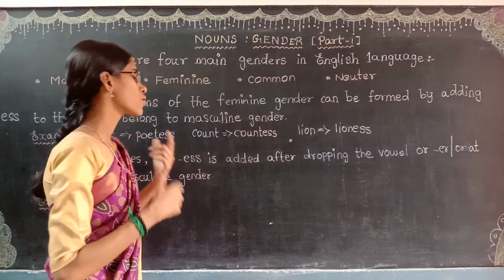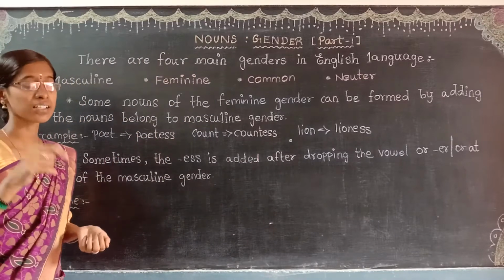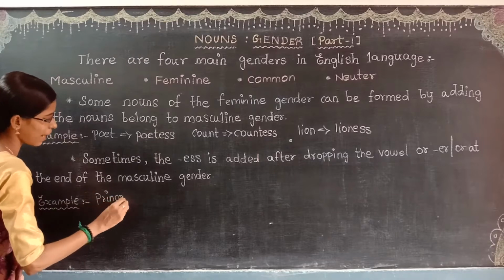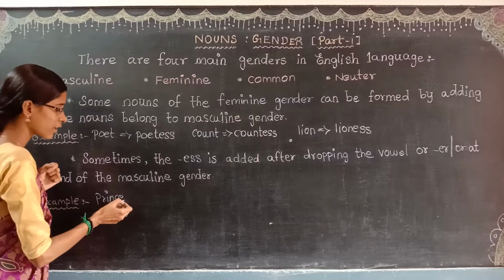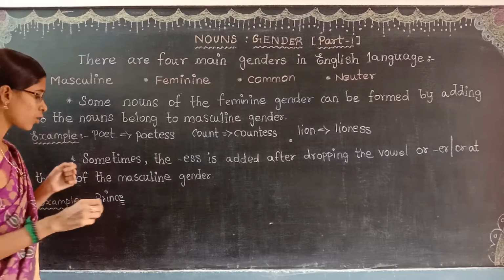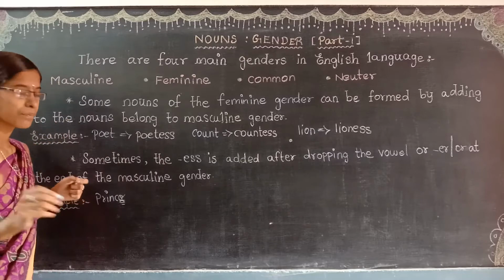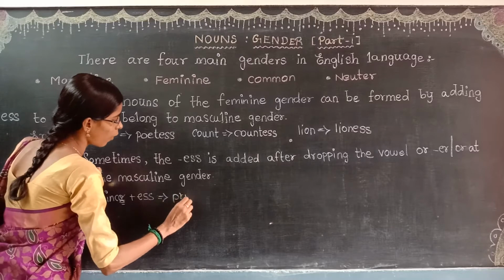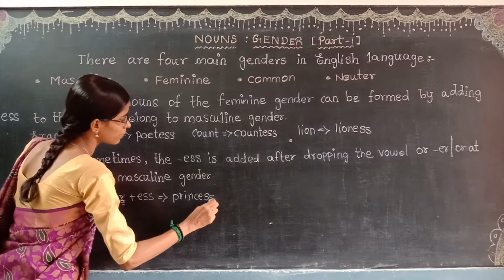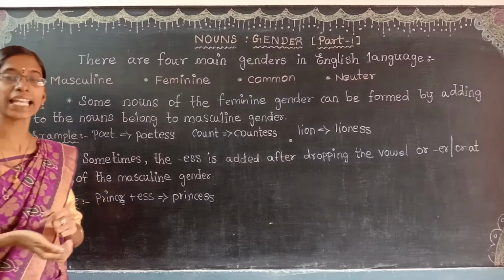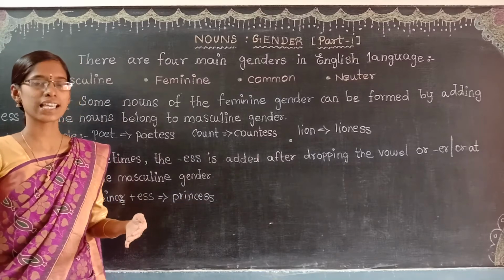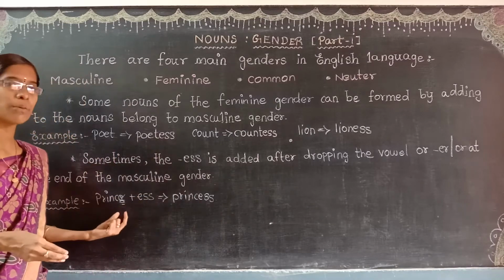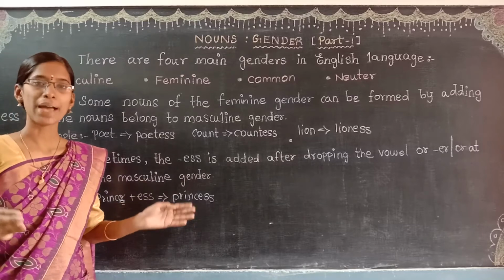Is it clear to you? So we will see an example and it will make it more clear. See here, prince. So prince is an example. So here it ends with what? Vowel letter, right? So you have to remove this vowel and then you have to add ESS to change it into a what? Feminine gender. Princess. So prince, princess. Here the feminine gender is formed by dropping the vowel and adding ESS to the masculine gender.